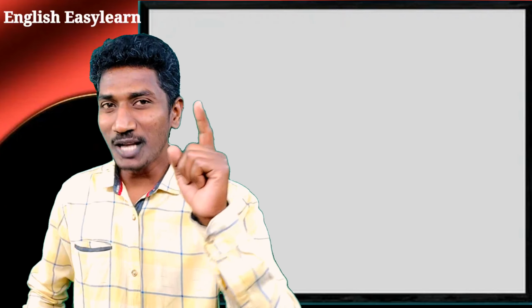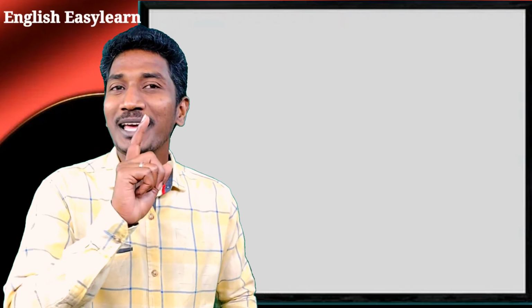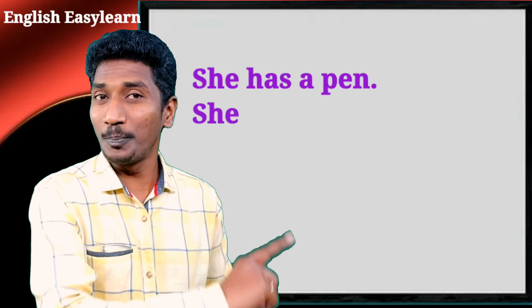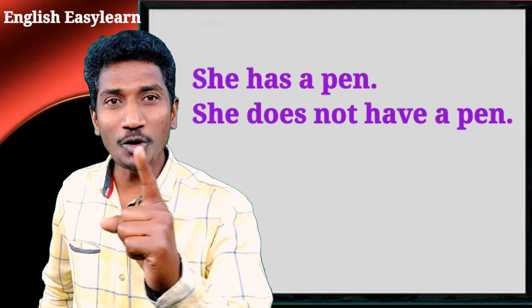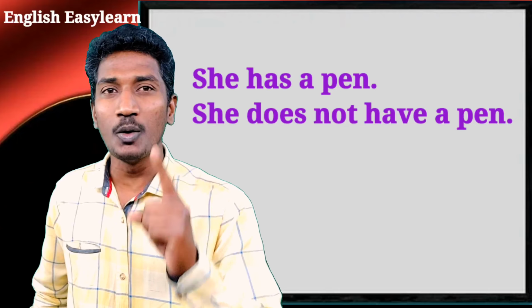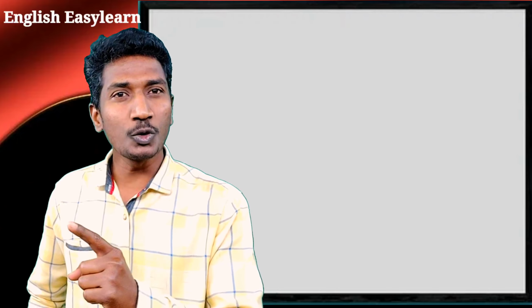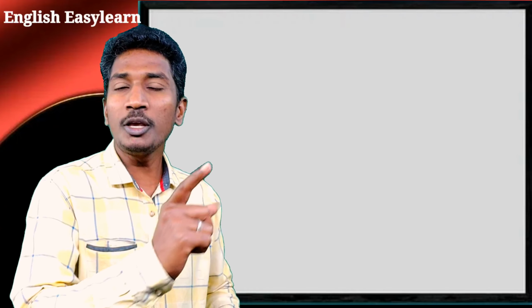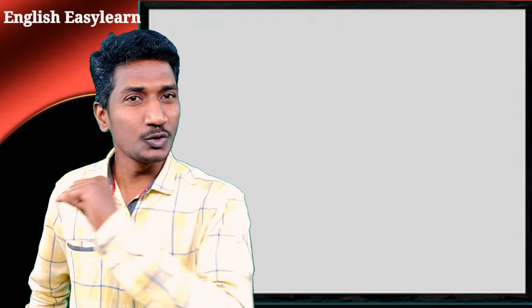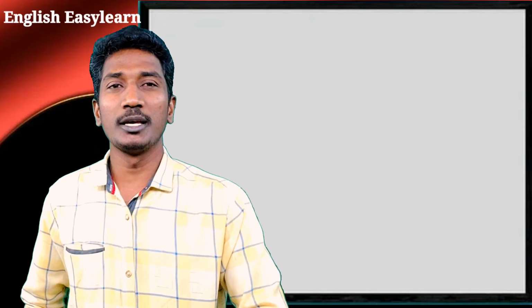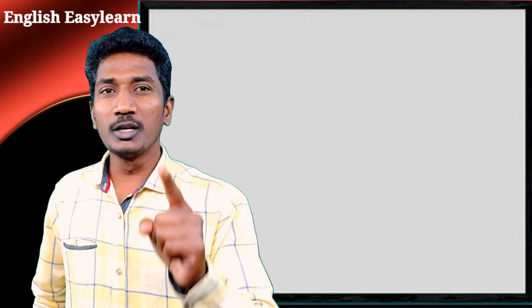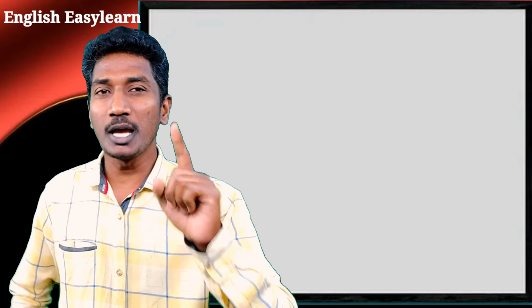Yes, it's a nice question that arises in your mind. I am able to hear it. She has a pen. She does not have a pen. Sir, you just said that for she, he, it we should use has, so how are you saying have now? Very good. Now, if you take the word have, how is that have formed?